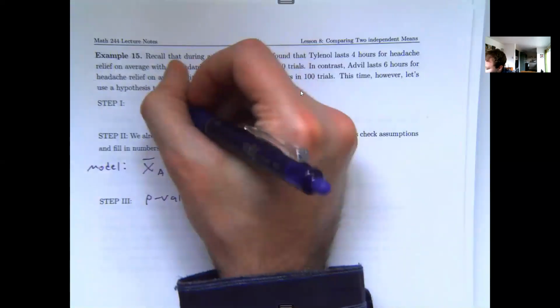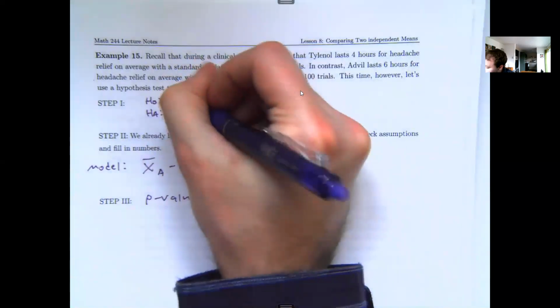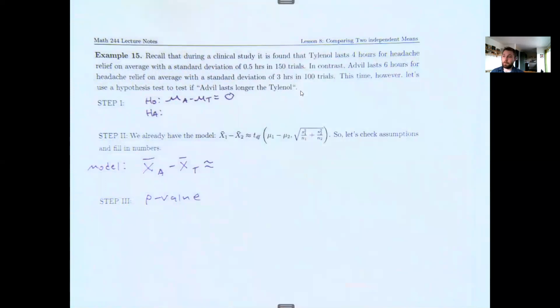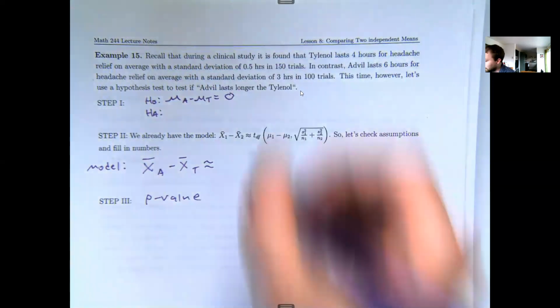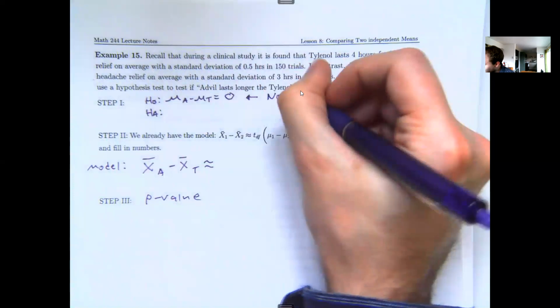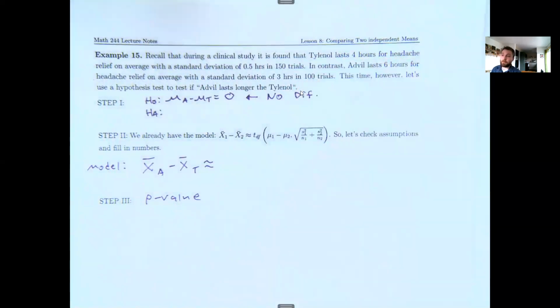So null hypothesis is always going to have equals 0. When we compare two proportions, we used to have P1 minus P2 equaling 0. The reason for this is a 0 inside of an interval tells you that there is no difference between the groups. And the null hypothesis always represents there being no change or no difference.